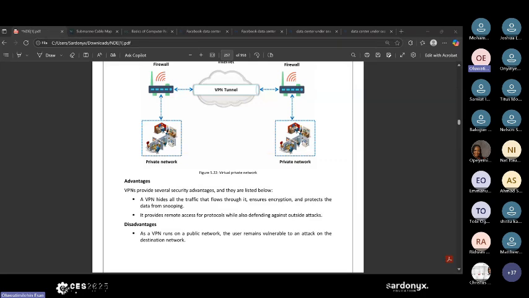So I'll give you a tip from consulting now. Most of the time we do some testing on them. So those are one of the things we have, right? One of the best ways to have a front door for your remote users is a VPN. Now, as a VPN runs on a public network, the user remains vulnerable to an attack on the destination network.